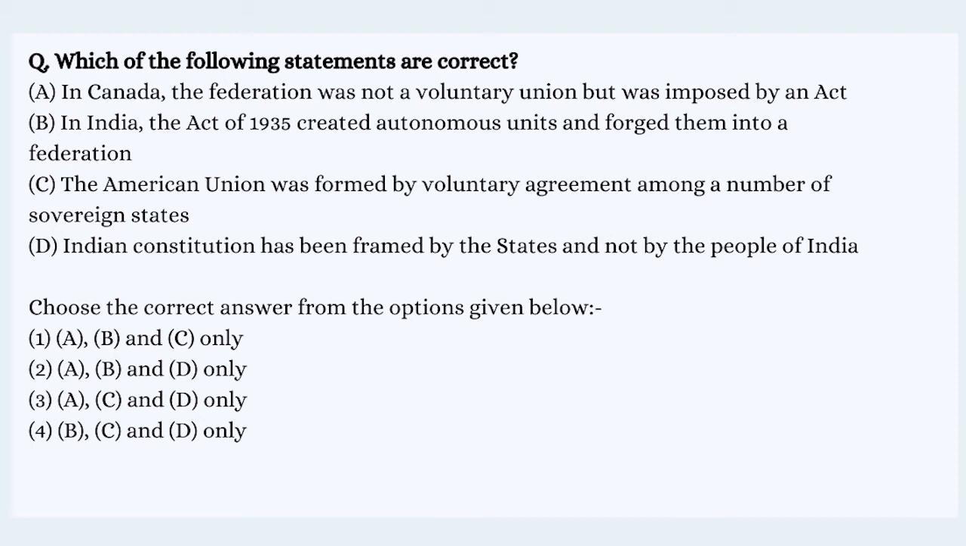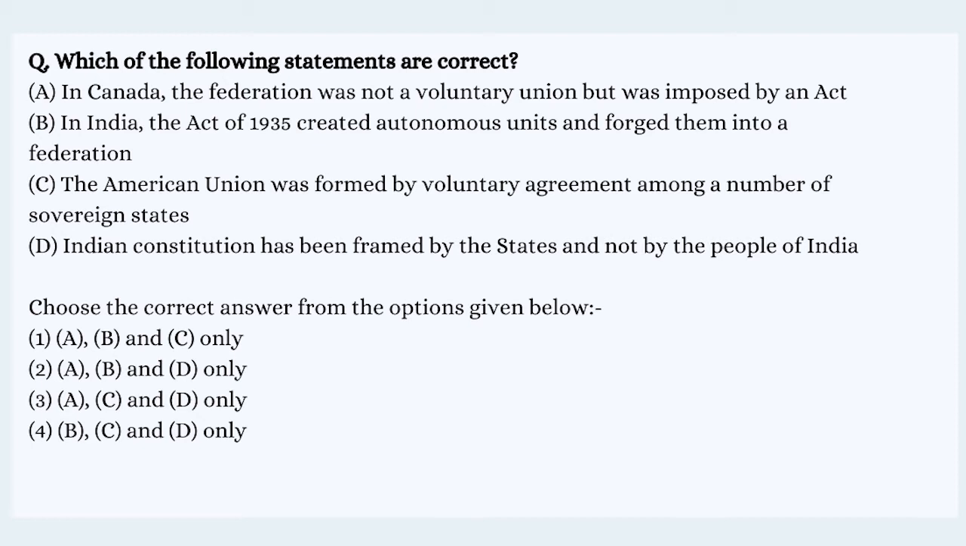Now, what is statement B? In India, the Act of 1935 created autonomous units and forged them into a federation. One of the main features of the Government of India Act 1935 was that there was a provision for provincial autonomy, according to which the provinces were allowed to act as autonomous units of administration in their internal affairs. And moreover, there was a provision for the All India Federation also. So, you may say that statement B is also correct.